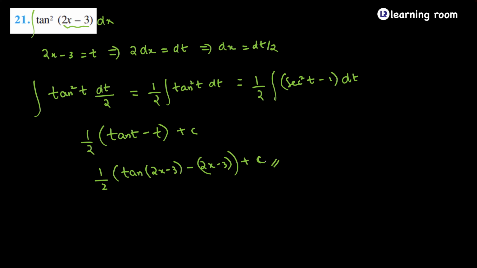So this one can be written in the other way also. How you will write is half of tan of 2x minus 3 minus, this half will get multiplied with 2x minus 3. So half into 2x is x. Minus of minus is plus. 3 divided by 2 plus c. So this 3 divided by 2 can be treated as some other constant. Okay. So this is also right, this is also right.